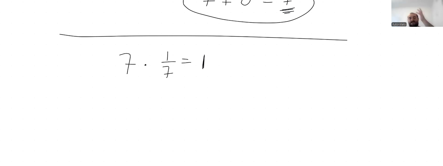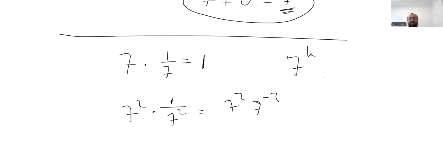And when we're talking about exponents, so let's say we're talking about the group 7 to the k, right? So 7 squared, that's 49. How can I get the identity from that? I need 1/49. So I need 1/7 squared. Another way to write this is 7 to the negative 2. So 7 squared times 7 to the negative 2 would equal 1. Okay? 7 squared times 7 to the negative 1, which is what we call 1/7, right?